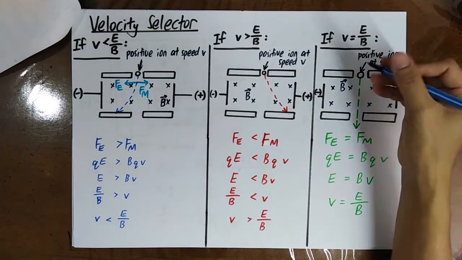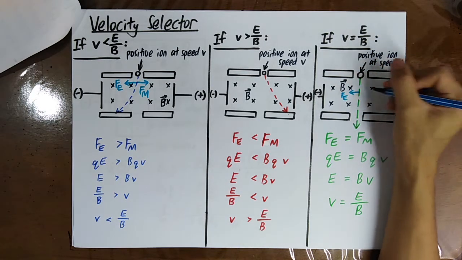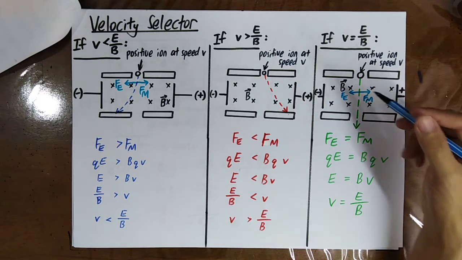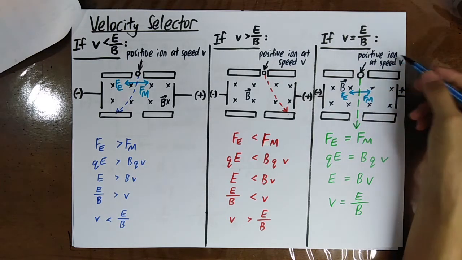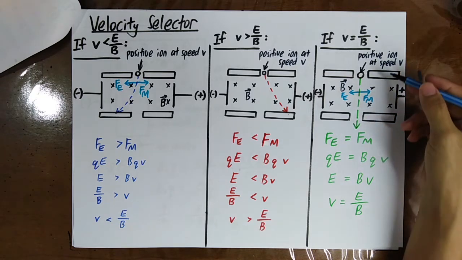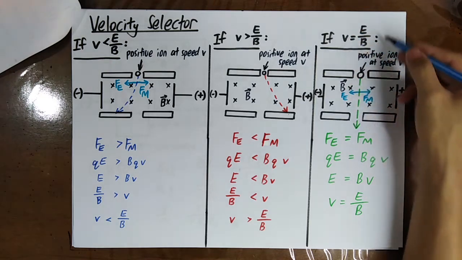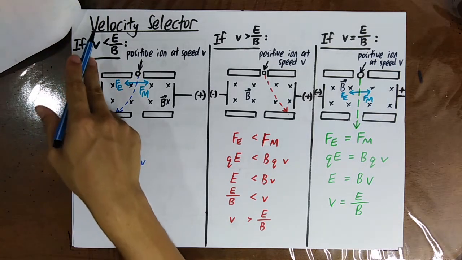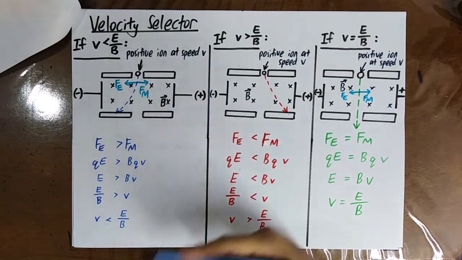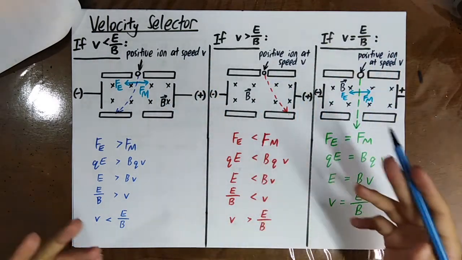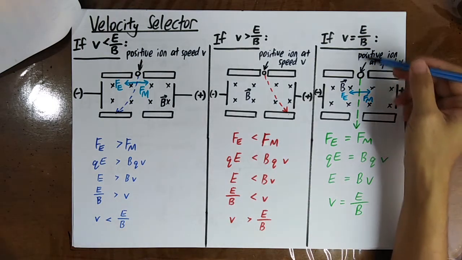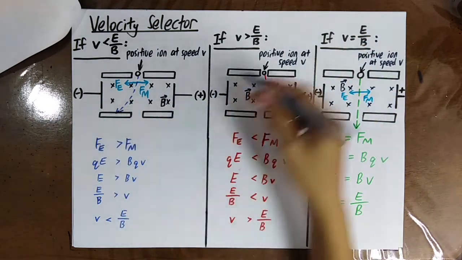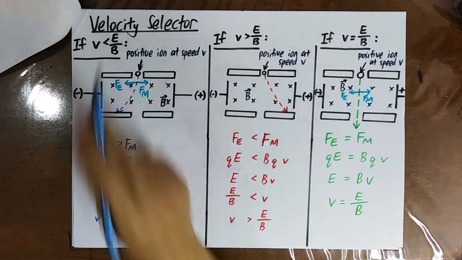Only when the magnitude of the electric force is the same as the magnitude of the magnetic force will the positive ion experience zero resultant force, and only then can the positive ion come out undeflected. That means only the positive ion with this certain speed can come out of the velocity selector. So the velocity selector has the function of filtering out charged particles of other velocities. I only want the particle of this velocity to come out. If the velocity is not this, then I don't want the charged particle to come out. So this is the function of the velocity selector.